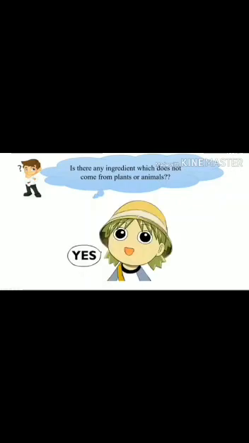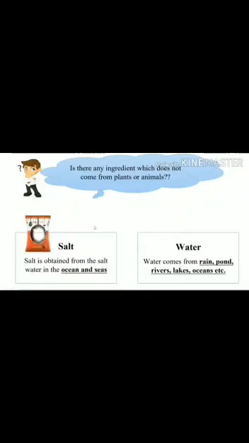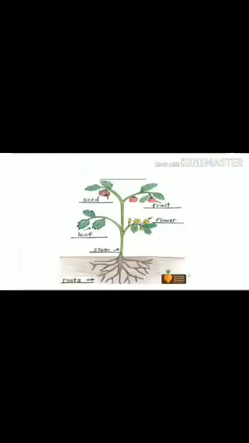Till now, we have been talking about plants and animals as major sources of ingredients. Now Ram wants to know, is there any ingredient which does not come from plants or animals? The answer is yes. And the examples are salt and water. Both salt and water are natural resources and they come neither from plants nor animals. Salt is obtained from oceans and seas, and water is obtained from rain, pond, rivers, lakes, oceans, etc.